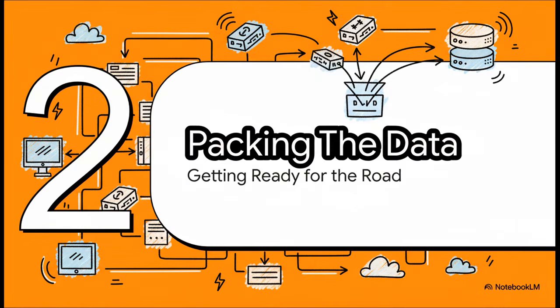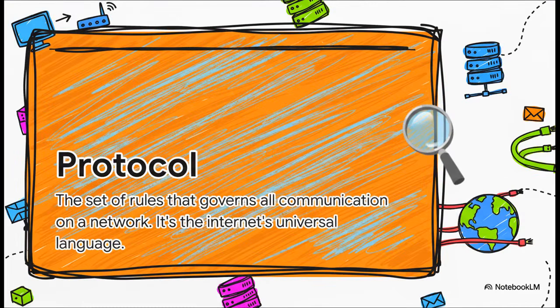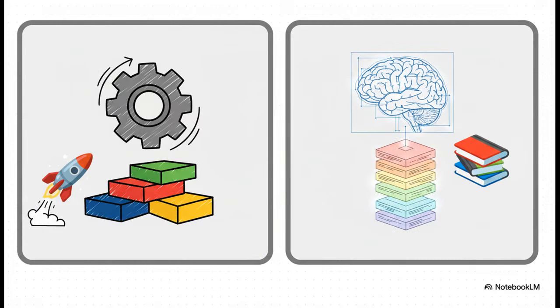Okay, so how on earth do you get a piece of data ready for a trip across a network that connects billions of different devices? Well, you have to follow the rules, a universal rule book that every single device on the internet has agreed to so they can all speak the same language. And that rulebook is called a protocol. You can think of it as the official language of the internet. Without these strict rules, it would just be total chaos. It's how your laptop, your router, and the server on the other side of the world can all understand each other perfectly.